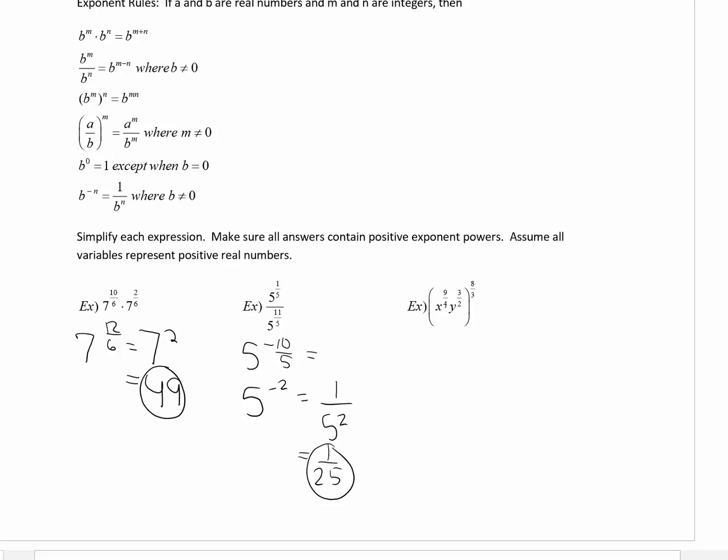Okay, for the next example, we're taking an exponent power to another power. When you do this, you multiply the exponent powers. So I'm going to do the work on the side now. So 9/4 times 8/3, I can divide out a factor of 3 and a factor of 4. So that leaves me with x to the 6th. So I will do the 3/2 times 8/3. 3's divide out. I can divide out a factor of 2, and that ends up being y to the 4th.